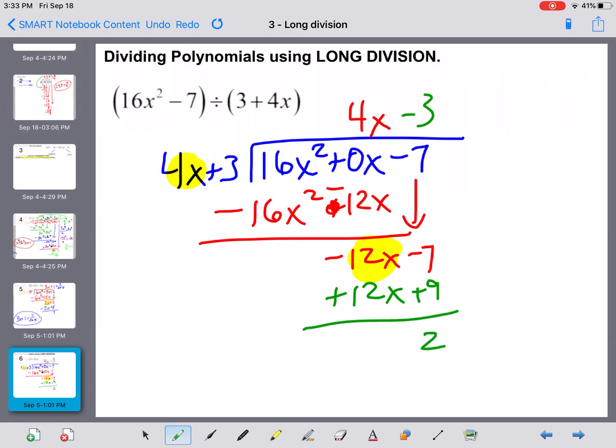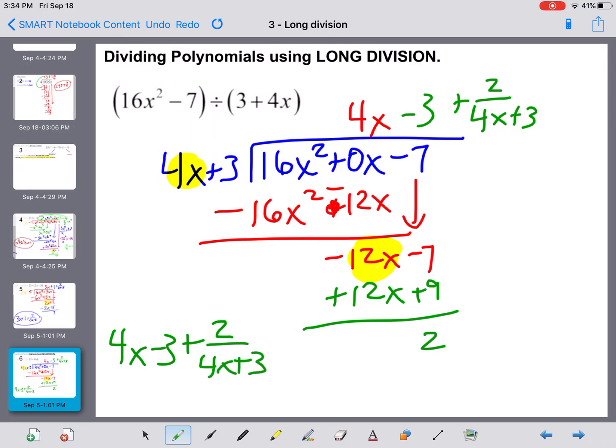And we have nothing left to bring down, so we're going to say that this is plus 2 over 4x plus 3. Again, just cleaning it up a little bit, 4x minus 3 plus 2 over 4x plus 3. And make sure you can't do any reducing. So this is your final answer. You need to write all of that if you have a remainder.